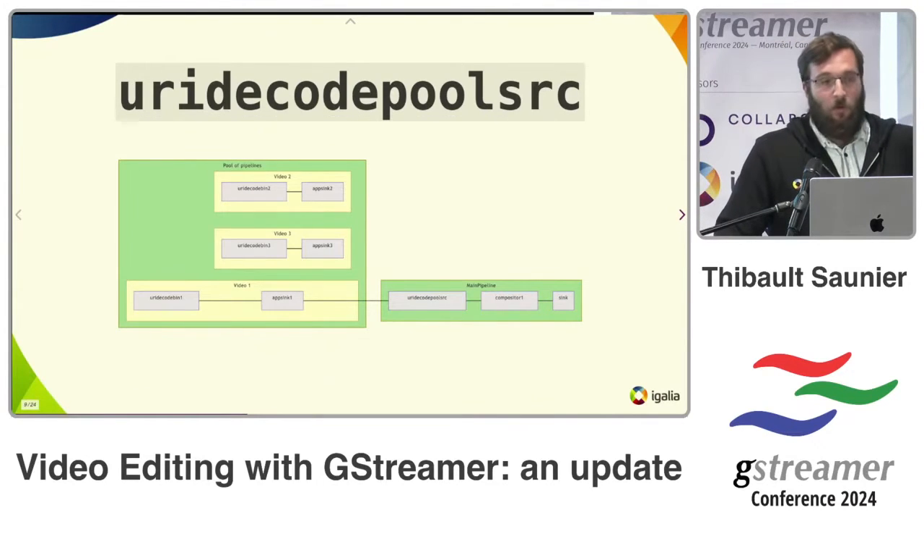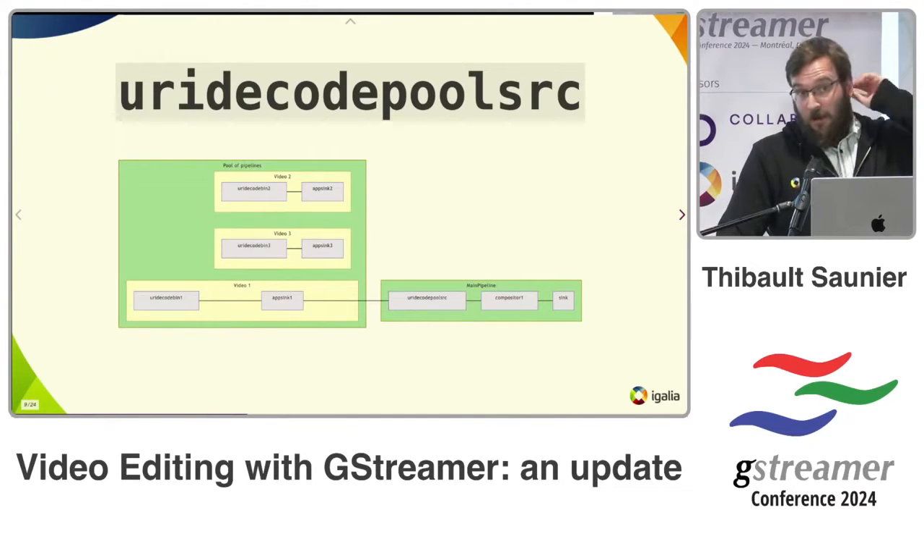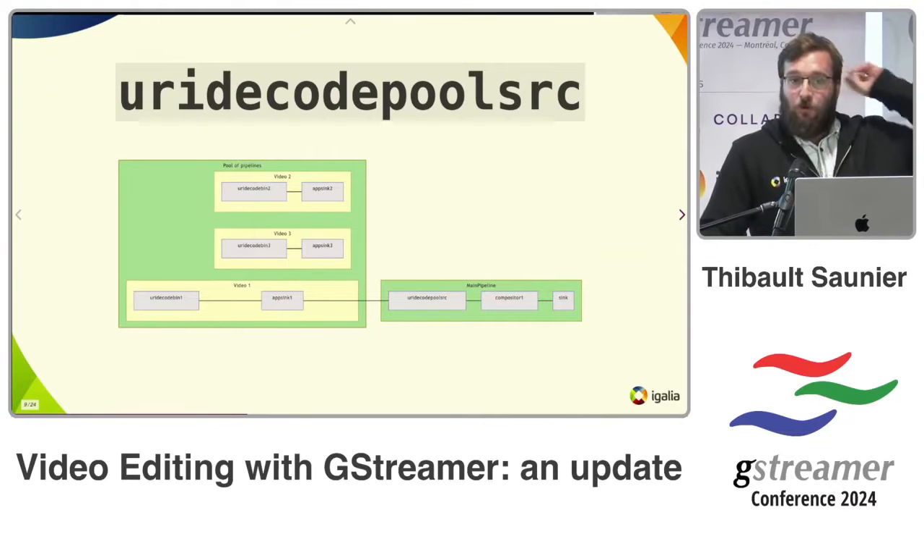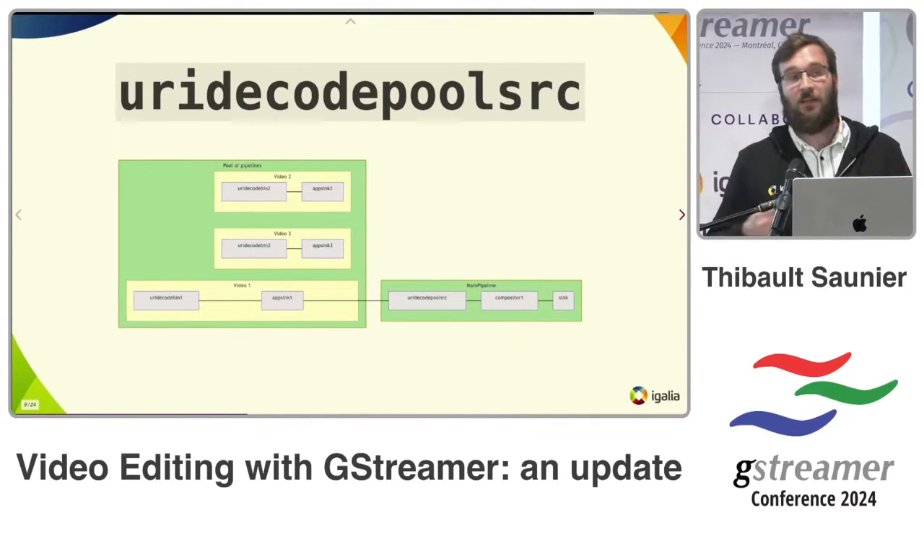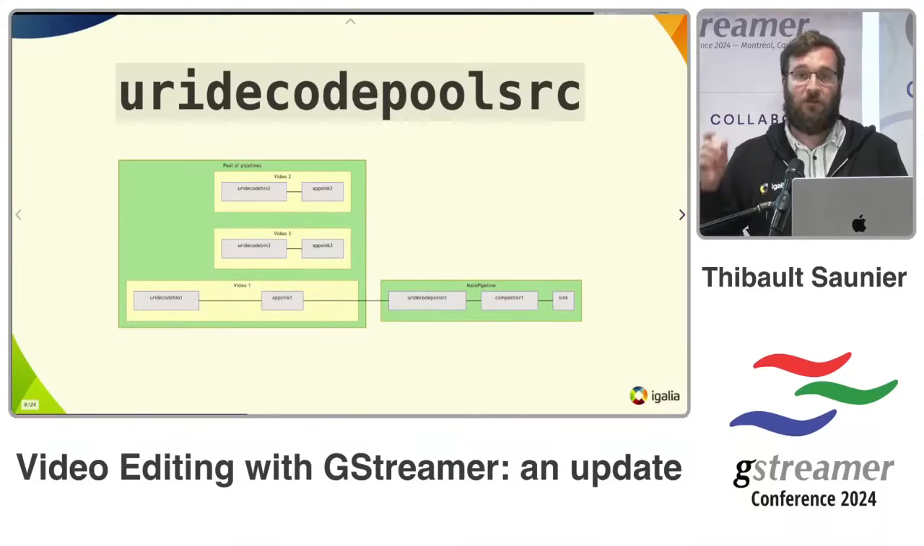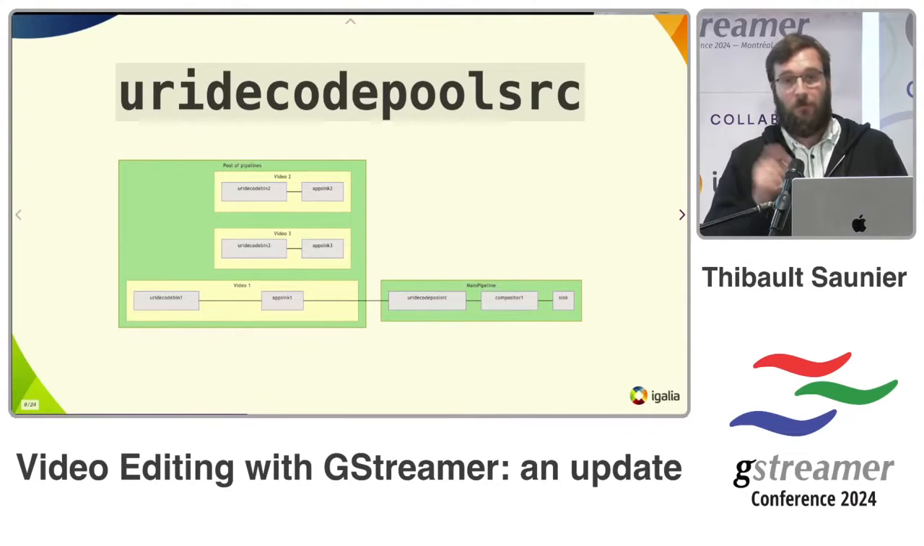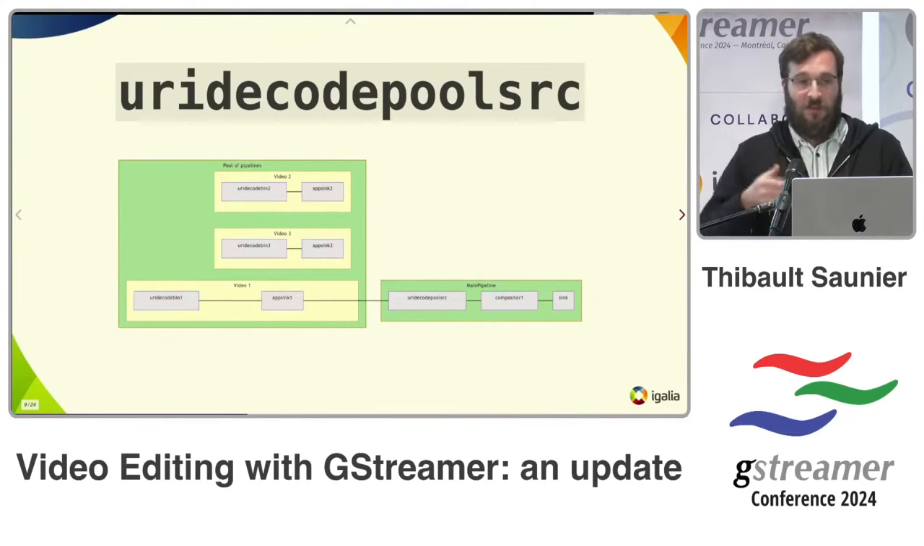And then one other feature that we added this year into UI decode pool source is the notion of endpoints. So what is the first frame that you want to output from UI decode pool source, and the duration. So we basically pre-roll the pipeline, seek it as soon as possible, so that when you have the clip that needs to be used, we just have it ready.